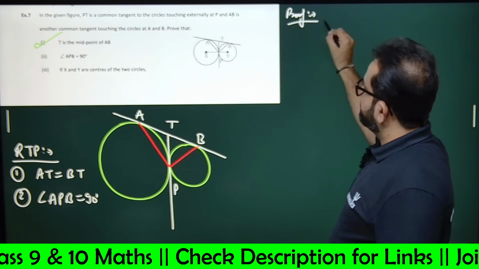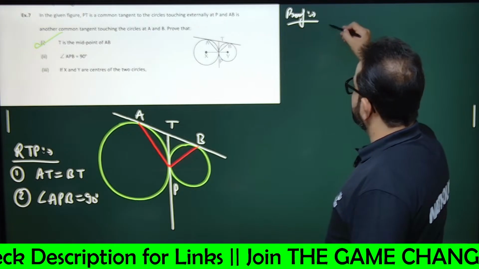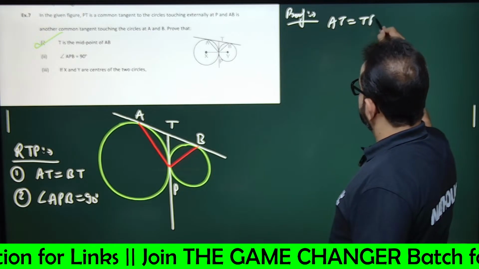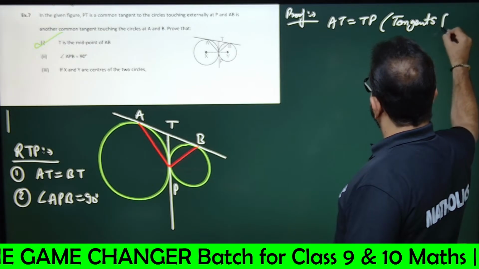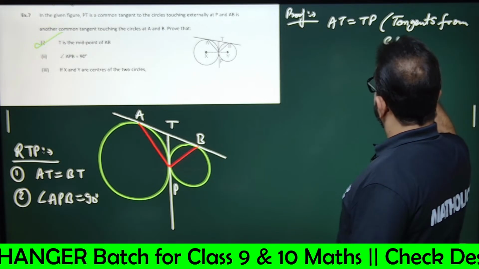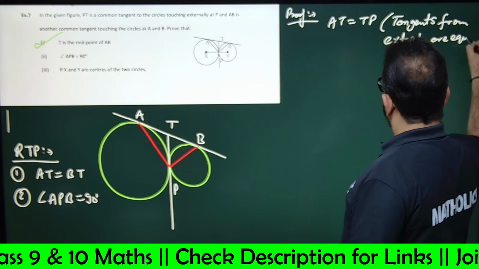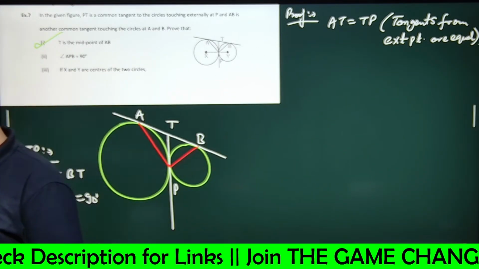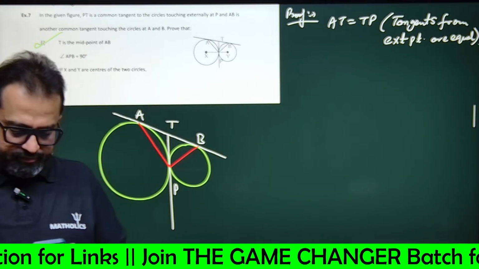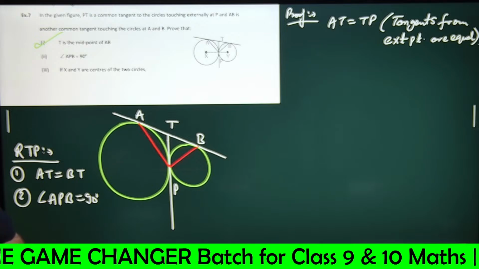Now see, we have to prove this AT equals PT. Can I say AT equals TP? Tangents from external points are equal in length. Tangents from an exterior point are equal. Yes or no? Yes or no, everyone? AT equals TP, right?